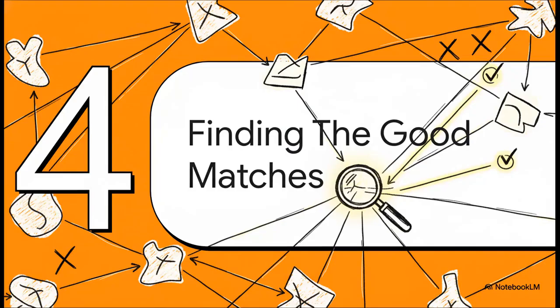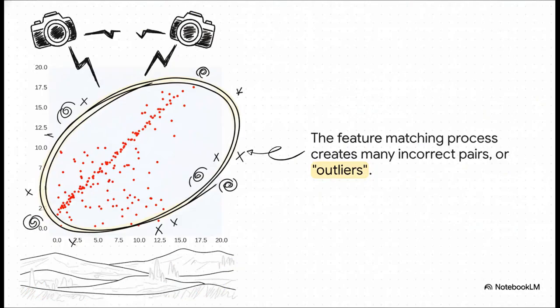Okay, this all sounds great so far, right? But there's a catch, a big one. That feature matching process we just talked about, it's not perfect. In fact, it gets things wrong a lot. And this brings us to our biggest challenge. How do we find the good matches when they're buried in a sea of bad ones? And this right here, this shows you the problem.